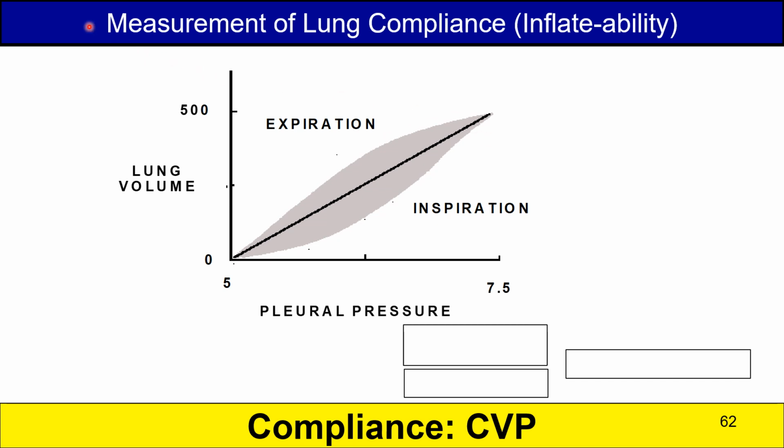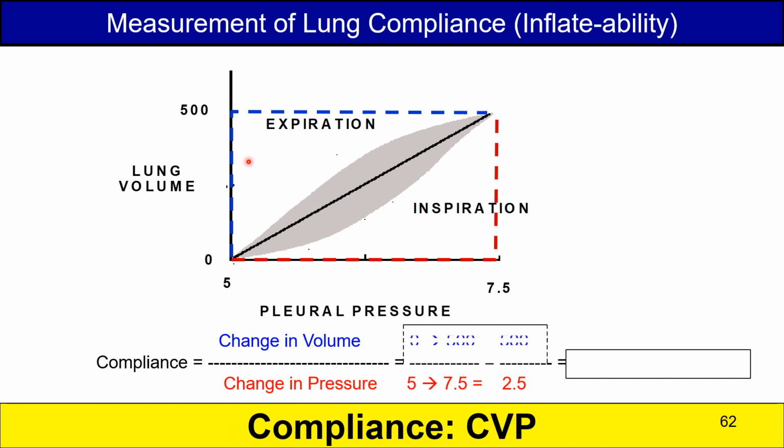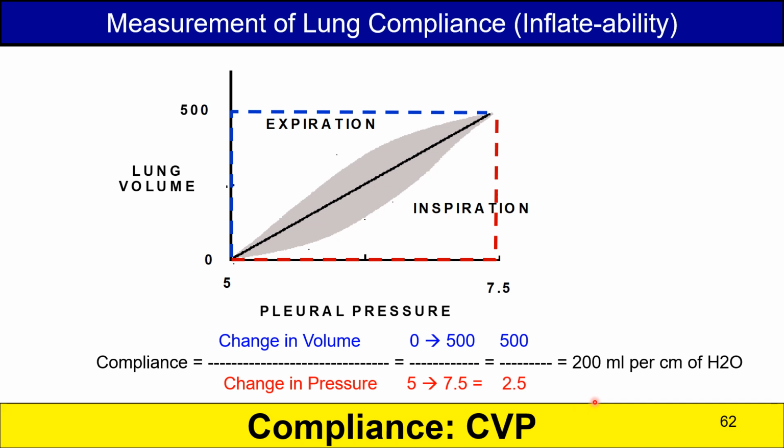Now, let us go to the measurement of lung compliance or the inflatability. As mentioned, compliance is computed as change in volume over the change in pressure. So let us compute the compliance of this black lung here. The change in pressure is from 5 to 7.5, so the change is 2.5. And the change in volume is from 0 to 500, so that is roughly around 500. So 500 over 2.5, that's 200 mL per centimeter of water.